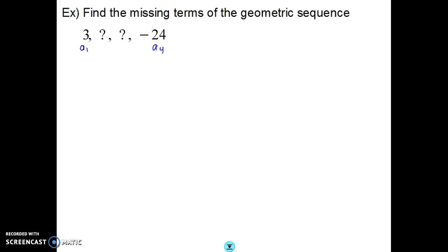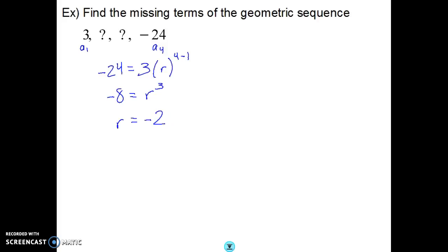So let's say we fill in our pieces. A sub n, we're going to use a sub 4. So that's negative 24. A sub 1, we're going to use 3. And then we don't know what r is, but we know we're using the fourth term, right, n is 4, minus 1. Well, we can simplify this a little bit. We can divide both sides by 3, so we get negative 8 equals r raised to the 4 minus 1, which is 3. Now to cancel out r cubed, or to get r alone here, we have to do the cube root of both sides, which will then tell us that r is equal to negative 2.